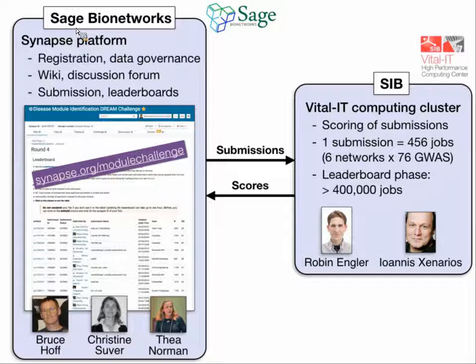And as I said, it's really intensive. One submission means a GWAS pathway analysis on 6 networks times 76 GWAS datasets. So we had 400 plus jobs just for one submission, and during the leaderboard phase, we actually ran over 400,000 jobs. Each job was actually quite short, only about 5 minutes. So it was feasible, but still very challenging.